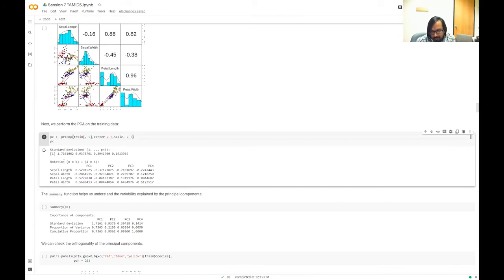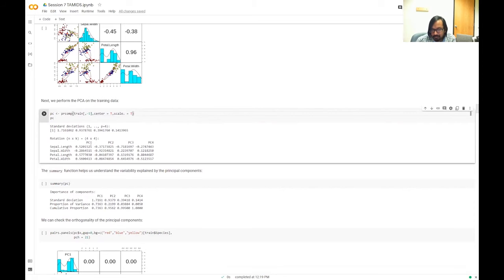Now, once you have that, you get the rotations, right? You get the linear coefficients. Since there are 4 variables, you get 4 values. In the previous example with the trees, we had 3 variables, so we had 3 values. So PC1 is 0.52 times sepal length, minus 0.286 times sepal width, plus 0.57 times petal length, plus 0.56 times petal width. That's the linear combination. So you have PC1, PC2, PC3, PC4.